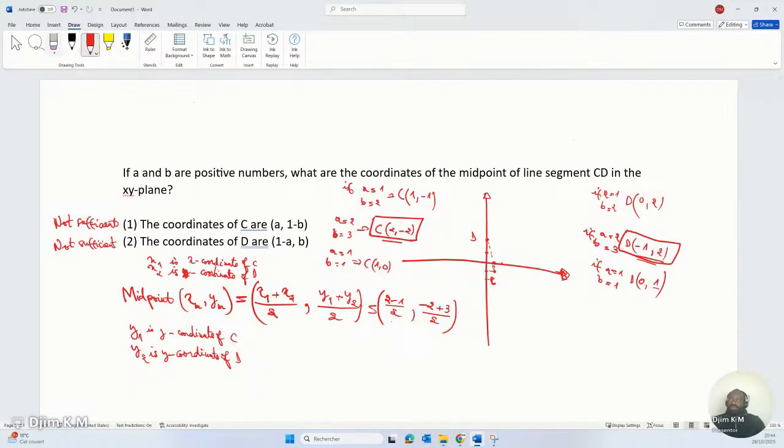Yeah, because I made a mistake here. Because here for D is 1 minus A, A is 2, okay? And B is 3. So this definitely will give us 1 over 2, 1 over 2. If we're still not convinced, instead of using the supposition, replacing with numbers, we can use these values here.